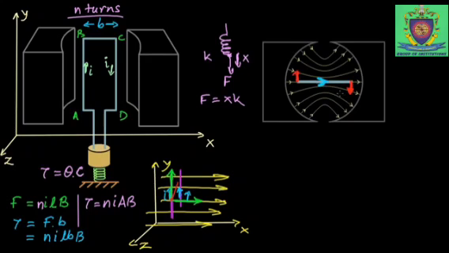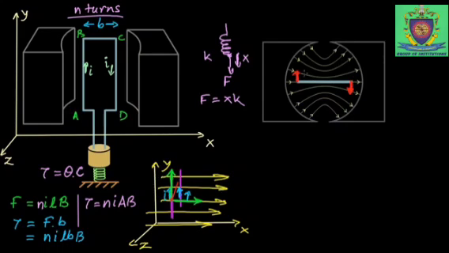Now let us consider the case where the current and the magnetic field are both in the same direction. When the current and the magnetic field are in the same direction, the force exerted is zero, because theta here is zero. Therefore, the force exerted between them is zero. There should be some angle between them, not zero.